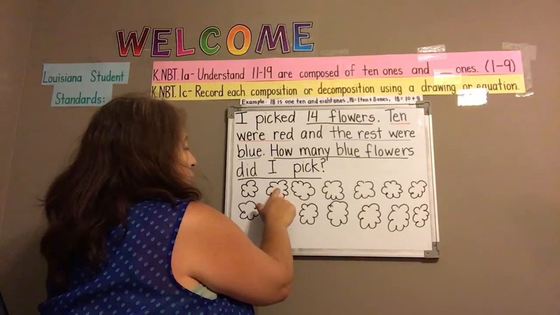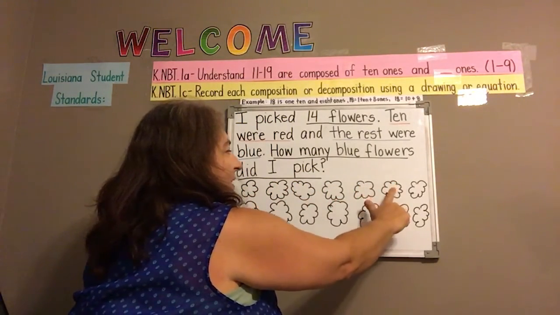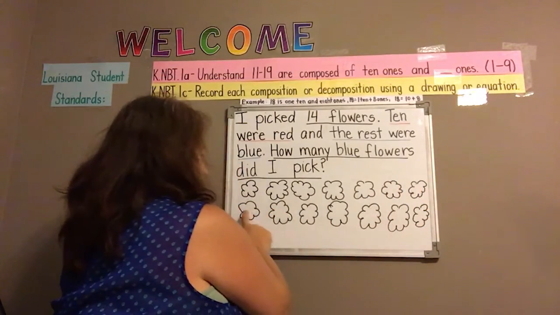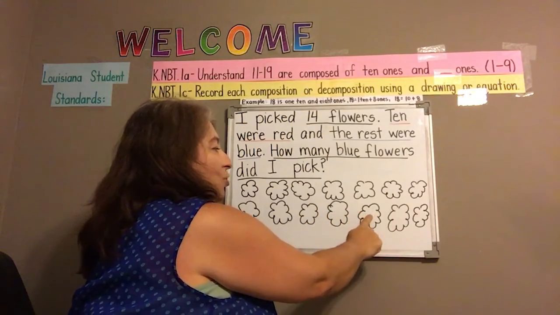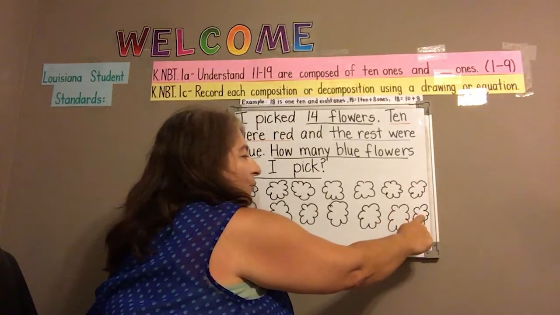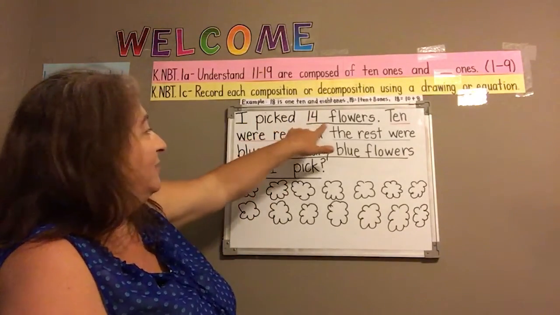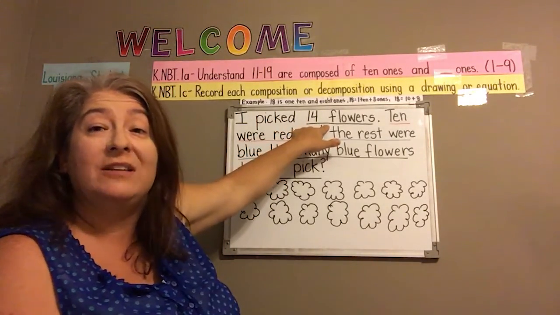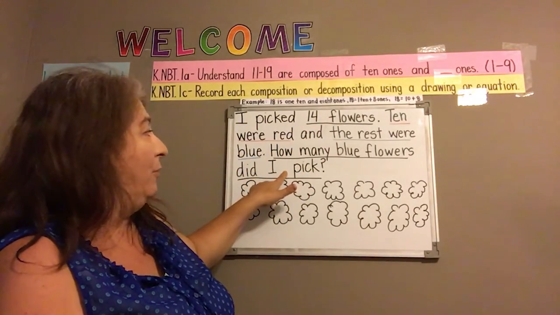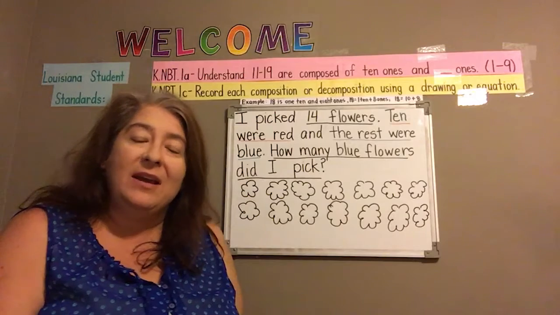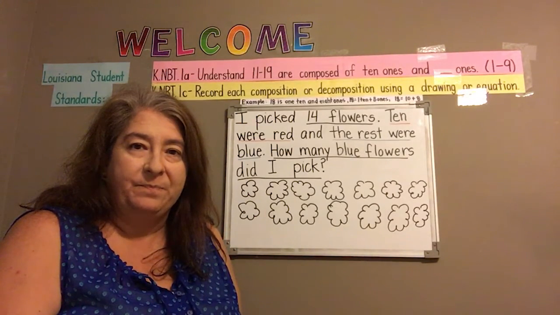1, 2, 3, 4, 5, 6, 7, 8, 9, 10, 11, 12, 13, 14. There are my 14 flowers. So I've done the first part of the problem. There are 14 flowers. But remember, it wants to know how many blue flowers I picked. So again, how can I figure that out? What do I need to do next?